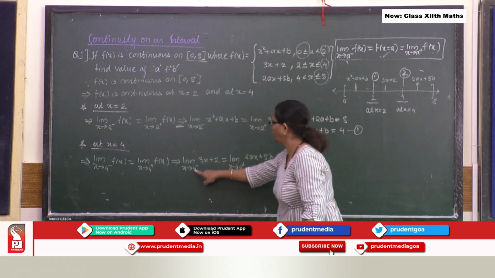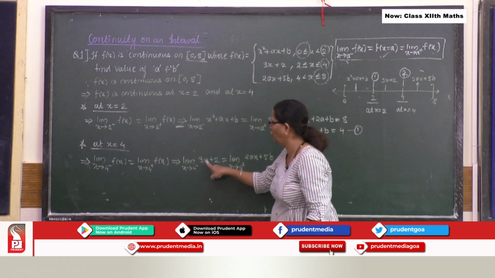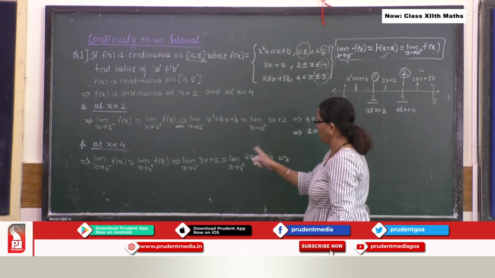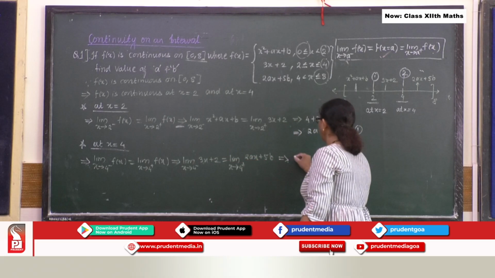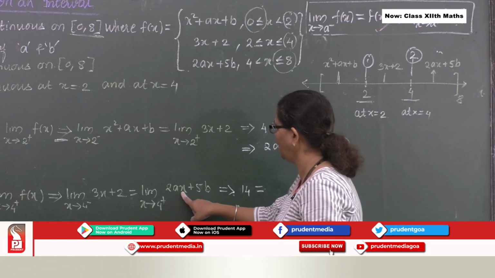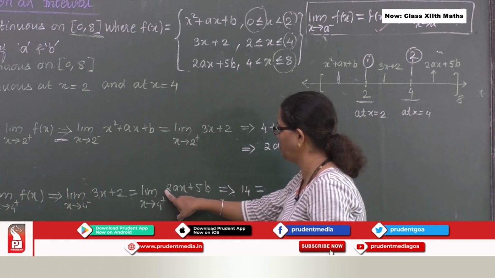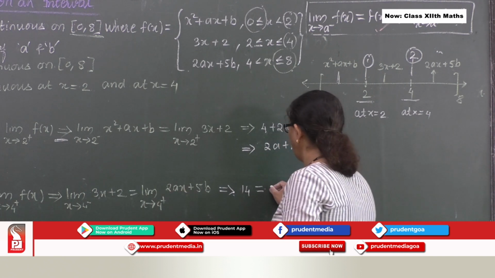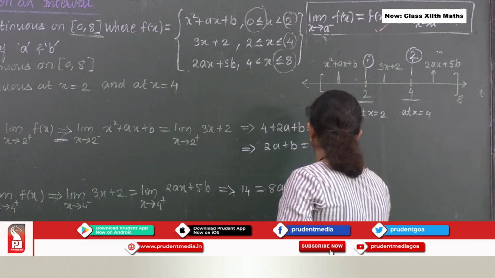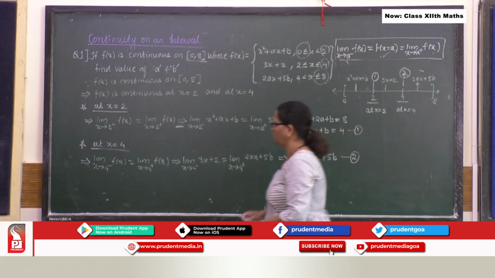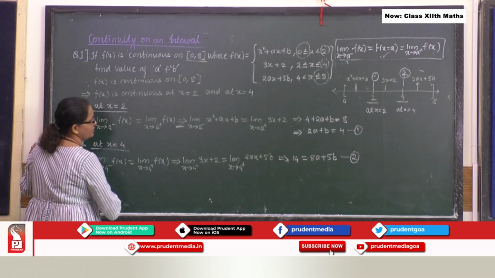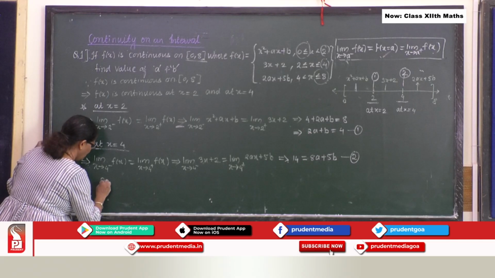So you get, when you substitute x equal to 4, 4 3s are 12, 12 plus 2, that's 14, which is equal to, when you substitute here x as 4, 4 2s are 8, so you get 8a plus 5b. This is your equation 2.